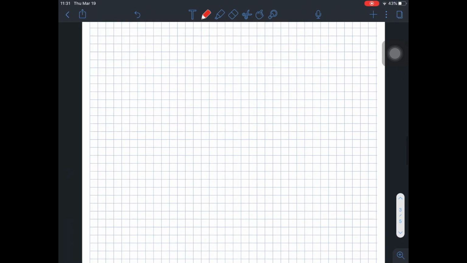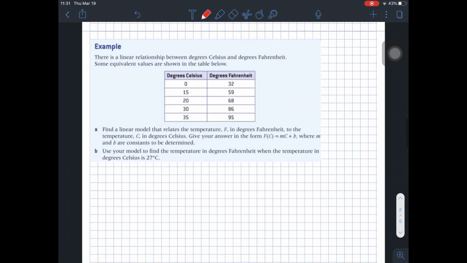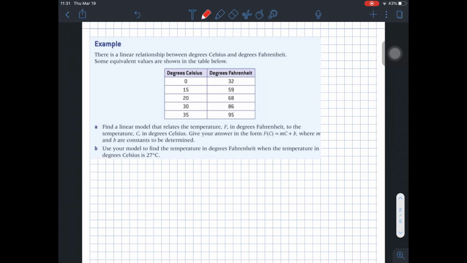I think this is the last one before we do an analysis. It says, there is a linear relationship between degrees Celsius and degrees Fahrenheit. Remember, this example was at the beginning of this topic in electronic assignment number 10. We talked about the relationship between degrees Celsius and degrees Fahrenheit. Now we're going to find an equation that relates both units of measurement. So it says some equivalent values are shown in the table below. So you have degrees Celsius and degrees Fahrenheit.